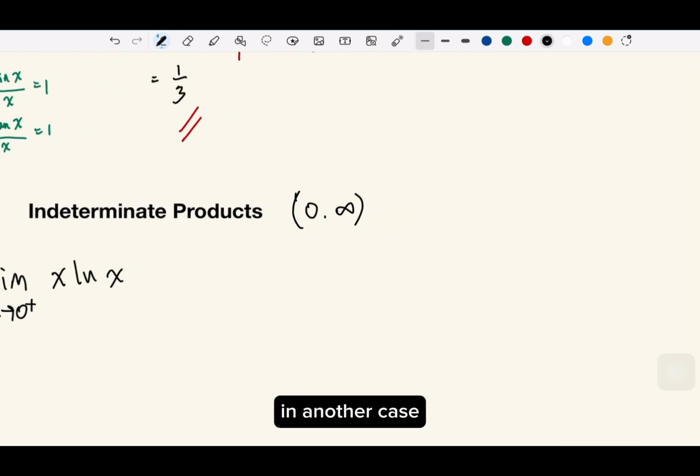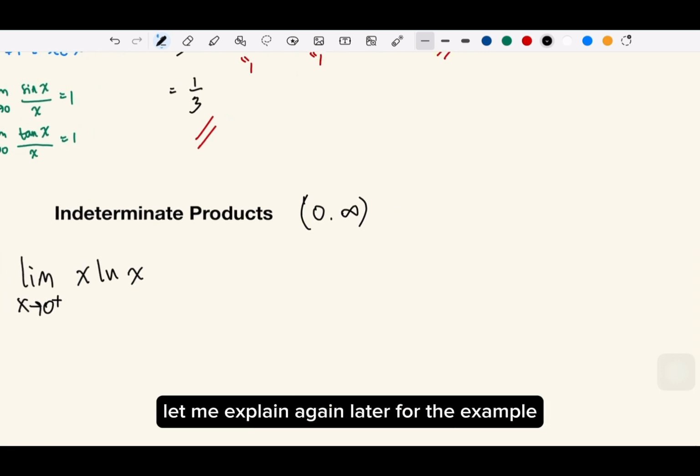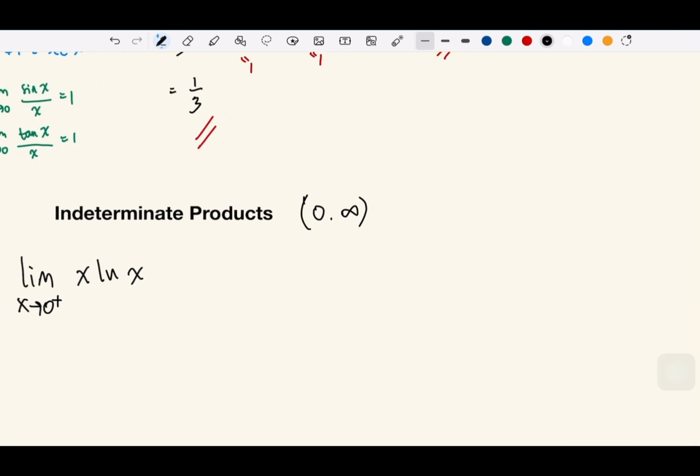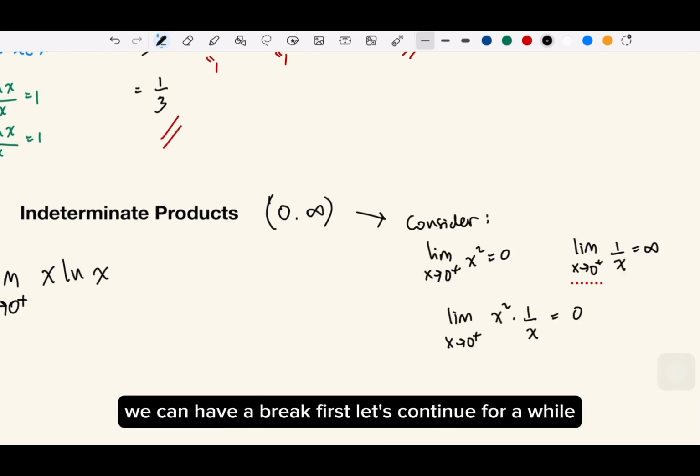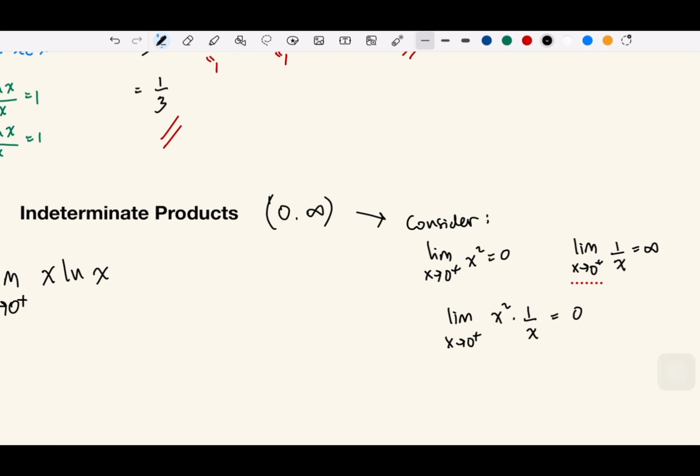For example, in another case, let me explain again later for the example. Let's look here. Okay, we can have a break first. Let's continue for a while. I'm going to see for you.